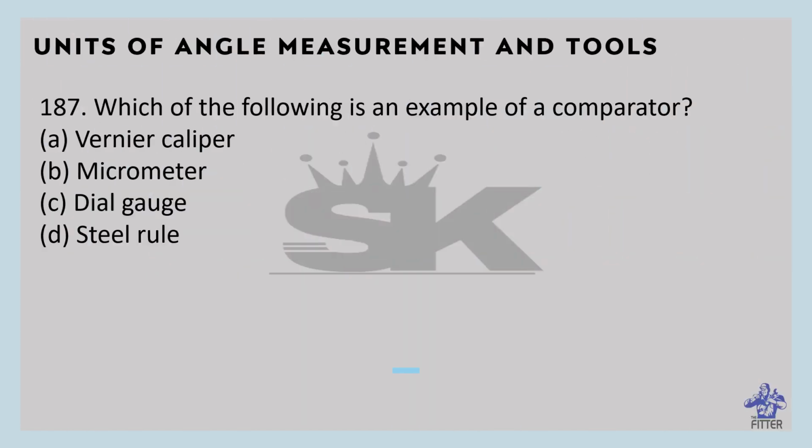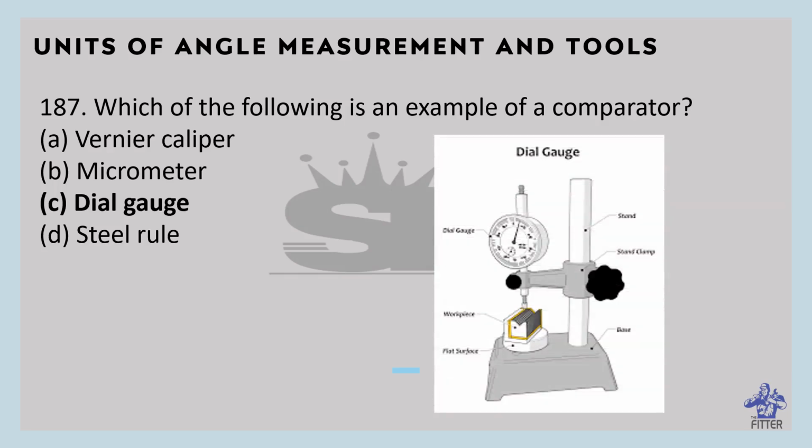Which of the following is an example of comparator? The answer is dial gauge. You can see in the picture, dial gauge is also known as dial indicator. It is a comparison measuring instrument. The working principle of the dial gauge depends on the movement of the spindle. The part of the dial gauge that shows the numbers from the measurement results is called scale.